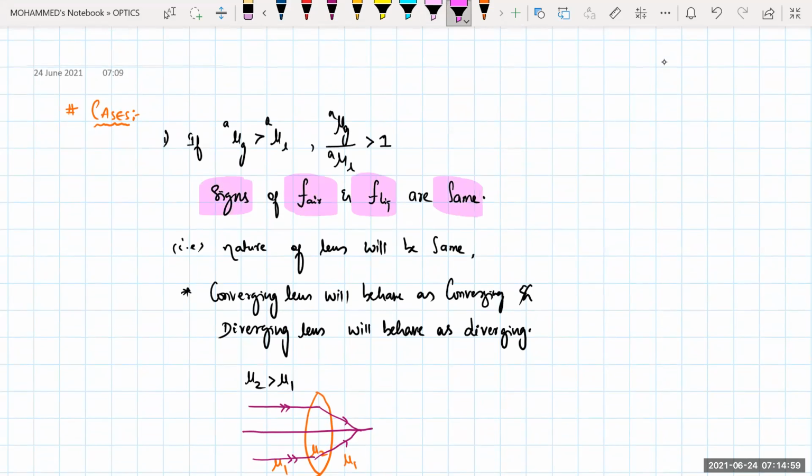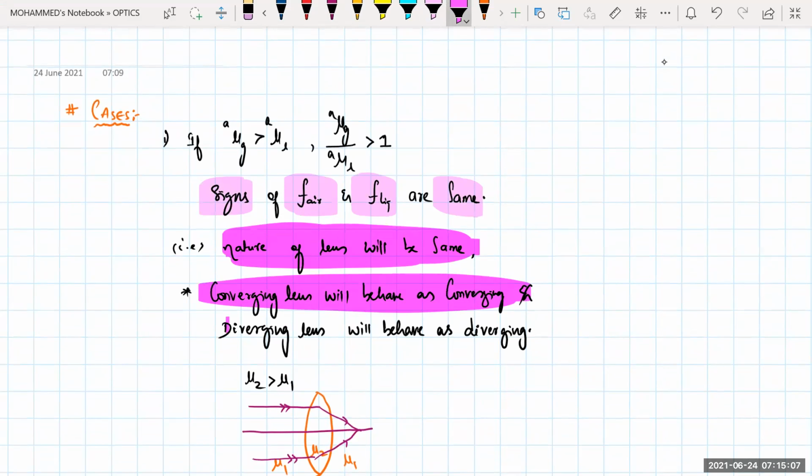So what is happening to the nature of the lens? The nature of the lens will always be the same in this case. That means a converging lens will behave as converging and a diverging lens will behave as diverging. Is that clear?